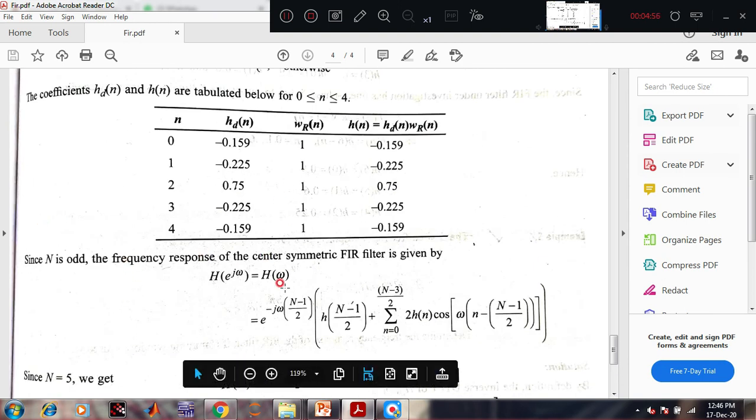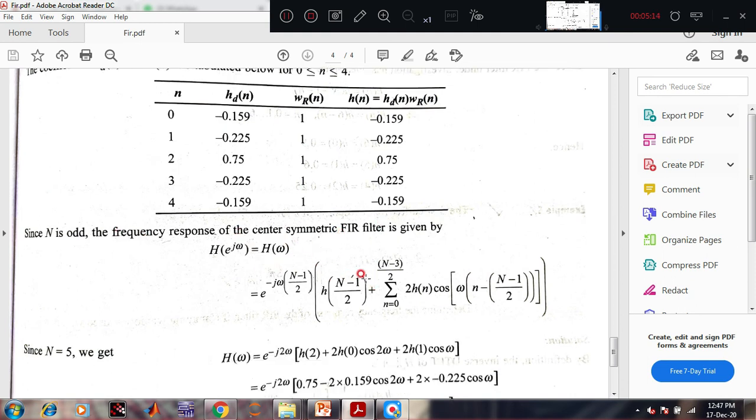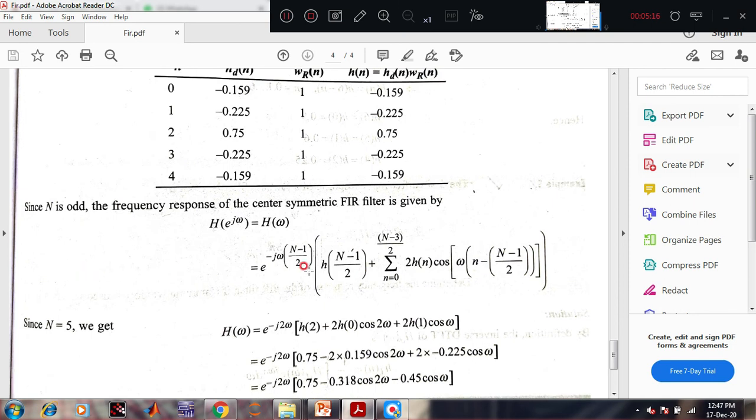Since n is odd, 5, it is symmetric, because if you take n equal to 2 as the center, on the left side you will get 2 and on the right side you will get 2. So you will get symmetry because n is odd. And for a symmetric FIR filter, the frequency response is given by this equation. Substitute n equal to 5 here and simplify.